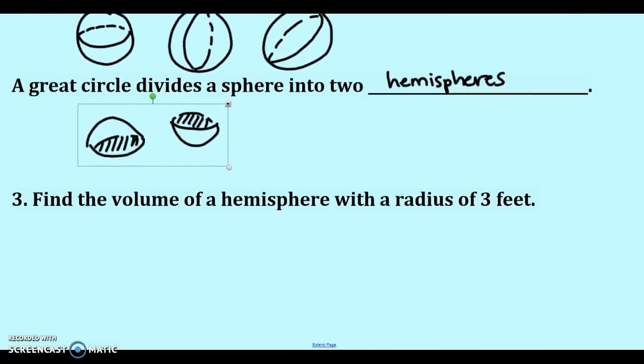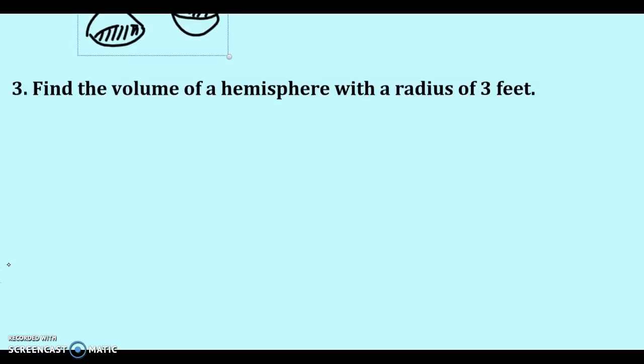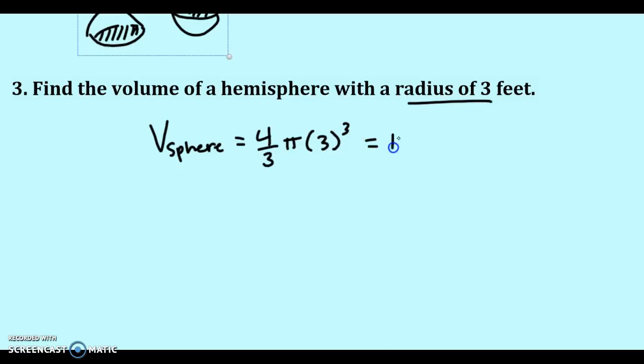Now, one thing that you'll have to do with hemispheres is find the volume. Well, a hemisphere is just half of a sphere, so when you're finding the volume of a hemisphere, all you have to do is first find the volume of the sphere. So 4/3 pi times, we have a radius of 3, so 3 to the third. We actually calculated this exact number up in problem 1. That equals 113.1 feet cubed.